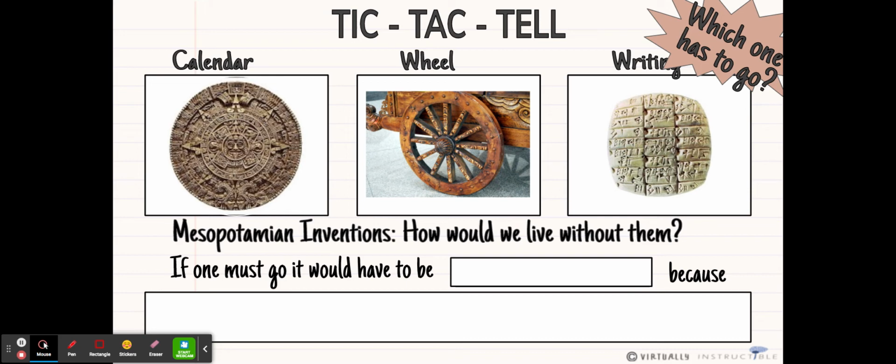And then if one had to go, it would have to be blank because, and they would have to explain what it would be like to live without that item and why it's the least important of the group. When we did this activity, a lot of my kids said calendar. Could not have calendar.